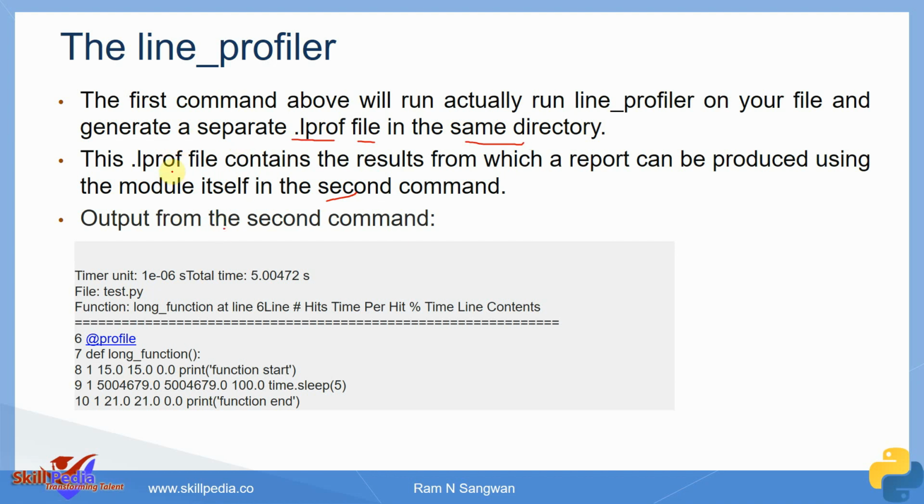This lprof file contains the results from which the reports can be produced using the module itself in the second command. This is a two-phase process, two-step process. If you run the second command, you will get something like this: unit test, total time, file test.py, function long function at line number 6, and you see here now which line took what time, and you see the timing and everything here: function start, sleep, function end. So at what time, line by line, your code and time it took.